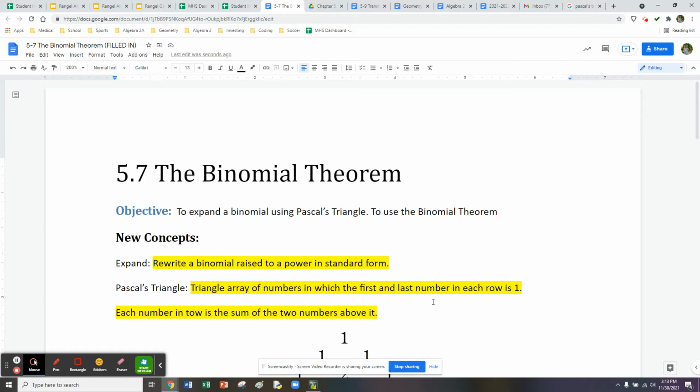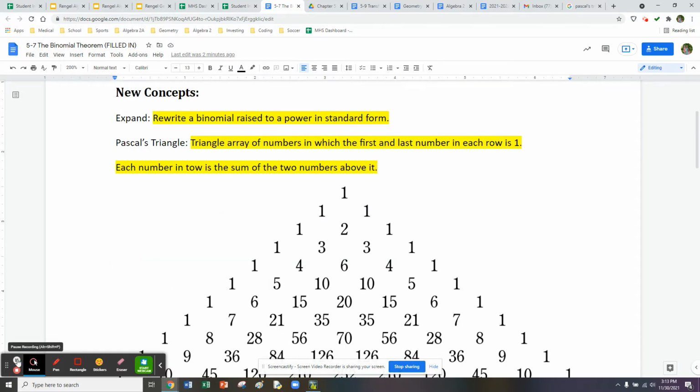So a couple of key vocab words. Binomial is a two-term polynomial. Then we're going to raise that to a power, that's the exponent, and then look at patterns of how it relates to Pascal's triangle. So first, to expand a binomial is when we rewrite the binomial raised to a power in standard form. So we're going to take a binomial, raise it to a power, whether it be 3, 4, 5, and then multiply out those binomials and start to look at the pattern.